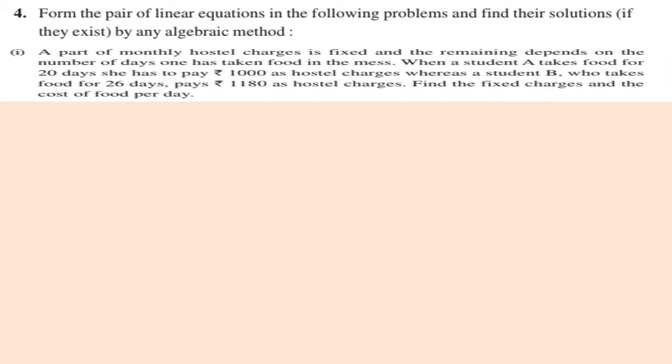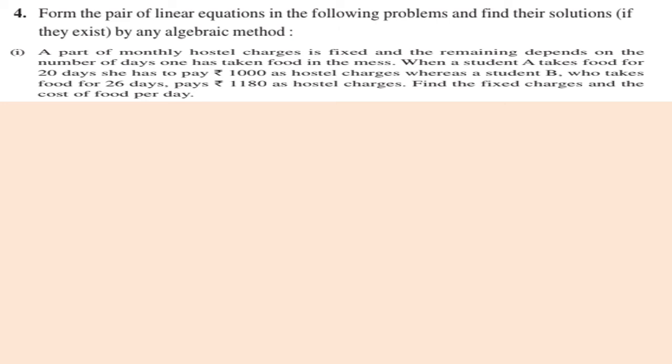Question number 4. Form the pair of linear equations in the following problem and find their solutions by any algebraic method. In that, question number 1, a part of monthly hostel charges is fixed and the remaining depend on the number of days one has taken food in the mess. When a student A takes food for 20 days, she has to pay rupees 1000 as hostel charges, whereas a student B who takes food for 26 days pays rupees 1180 as hostel charges. Find the fixed charges and the cost of food per day.